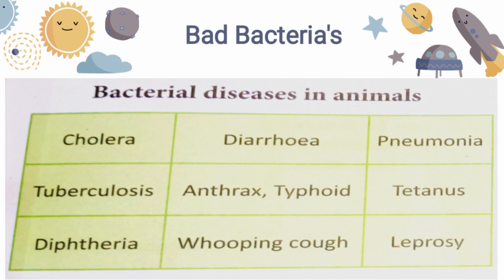So cholera is caused by dirty water or dirty food. Diarrhea is the same, from unhealthy or unhygienic food. Pneumonia is caused by dirty water or unhygienic food. Tuberculosis is also a disease which is caused by bacteria. And anthrax and typhoid are also caused by unhealthy food material.